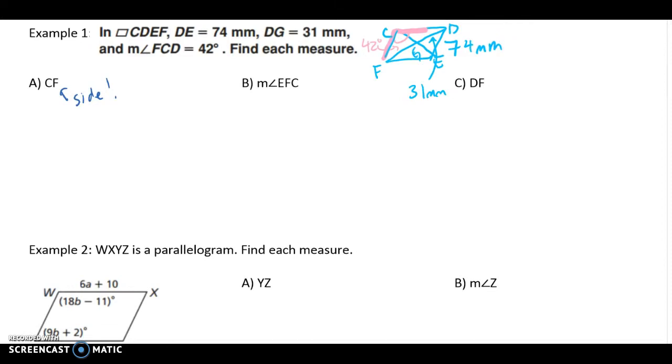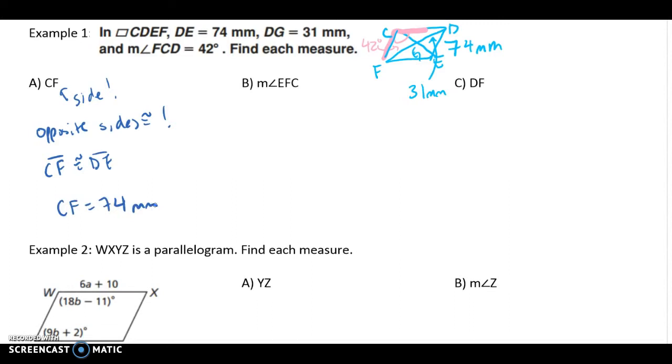Well, we know opposite sides are congruent, right? So what should CF be congruent to? Hopefully you're seeing CF should be congruent to DE. So that means if DE is 74, CF is 74. All right, so that's what we wanted to pull out here. Okay, what about the next one?